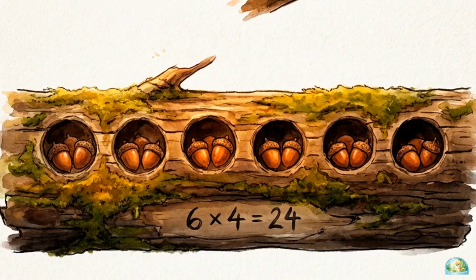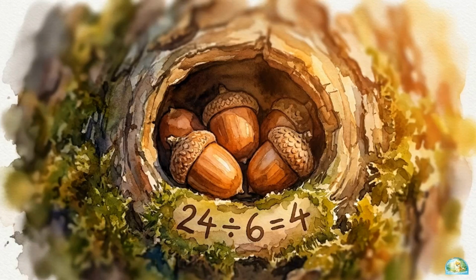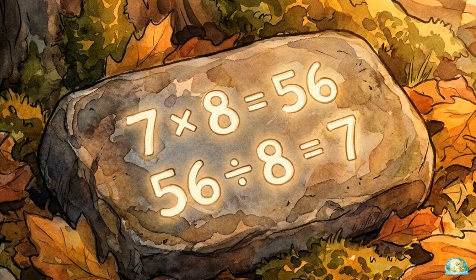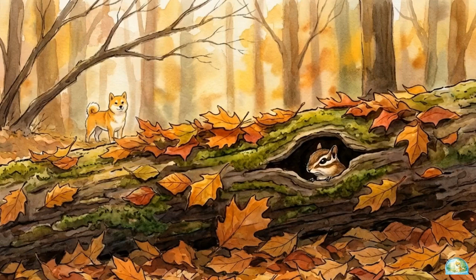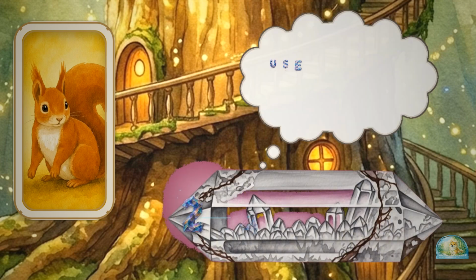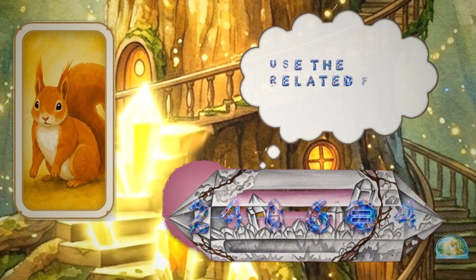Multiplication finds a total from equal groups. Division finds the size of each group. Related multiplication and division equations use the exact same numbers. With the facts secured, the woodland rests quietly for the winter. The related fact is 24 divided by 6 equals 4.